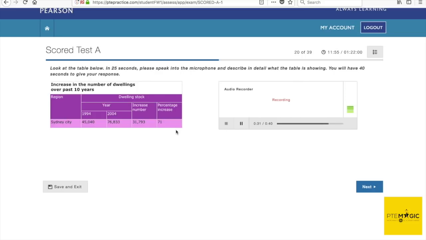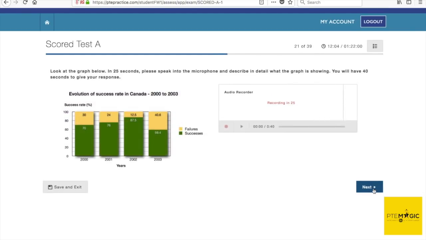In conclusion, it can be seen that the table below shows the changes in the number of houses over the past 10 years.